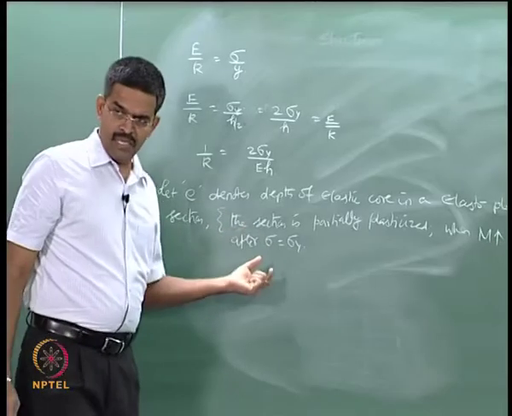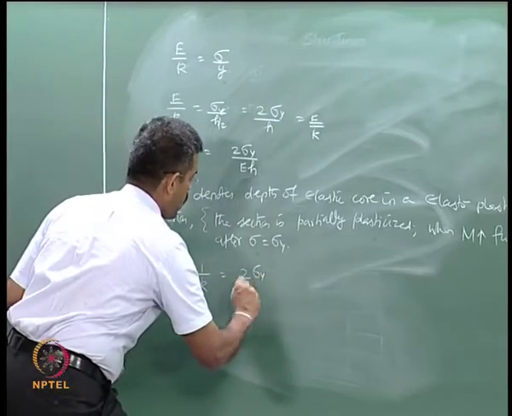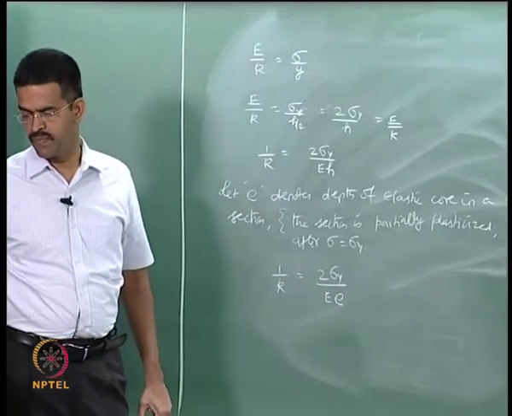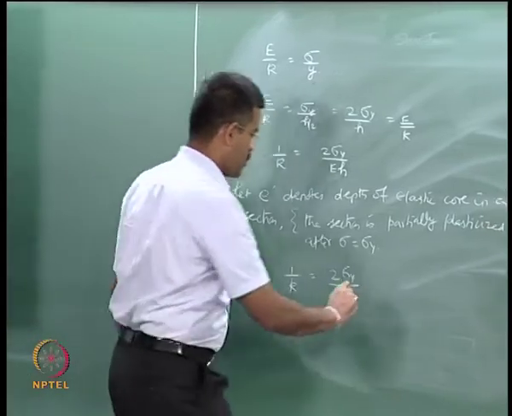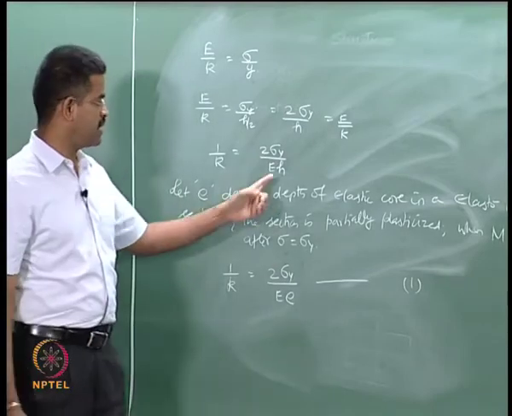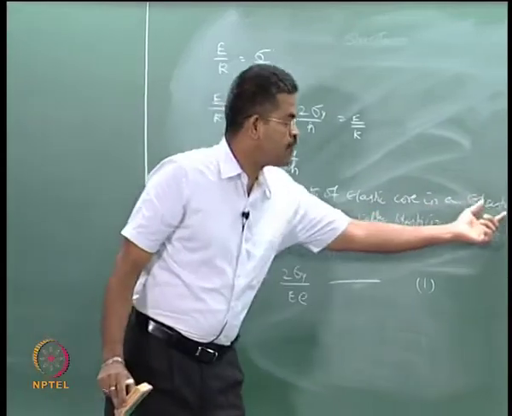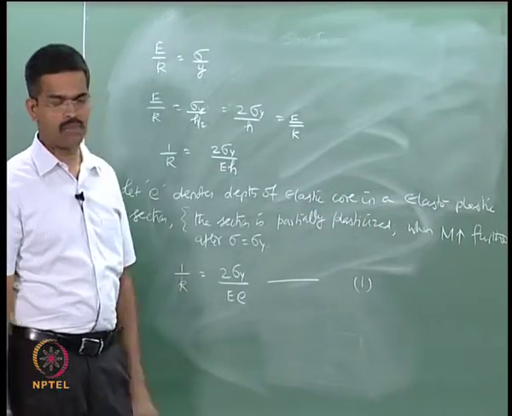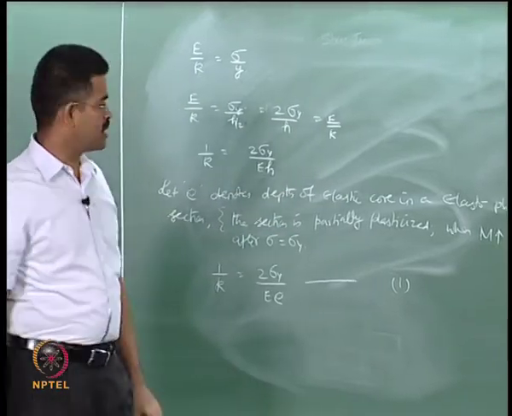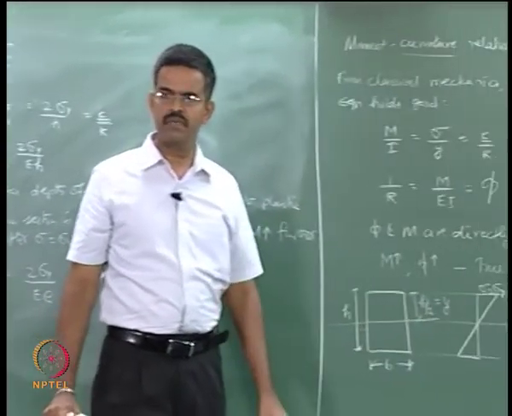So, at that condition, my 1 by r value can now become 2 sigma y by E. I call this equation number 1. I am replacing H with the depth of elastic core, because I am looking at the elastoplastic section now. Why am I looking at this? Because I am studying the moment curvature ductility effect when the section is getting plasticized. In elastic, there is no problem, curvature is there, right? In plastic, we must check this.